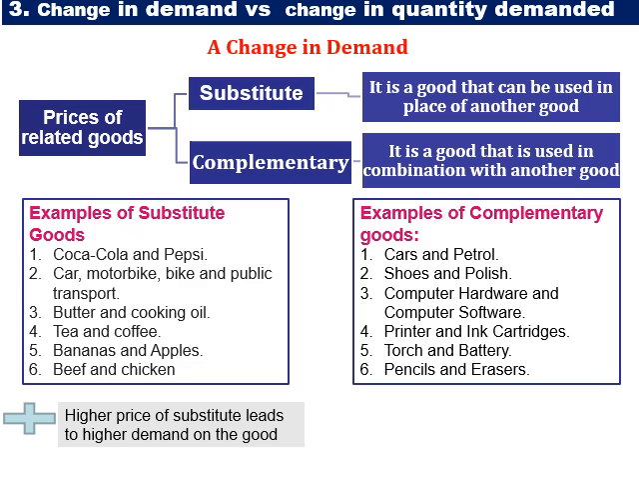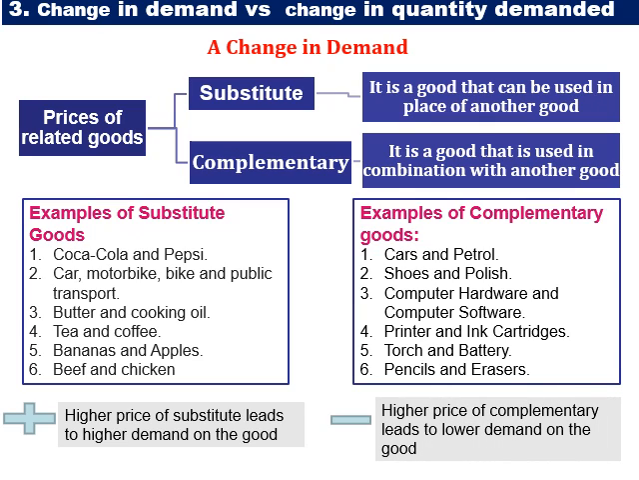Then what is the meaning of complementary good? It means a good that is used in combination with another good. So here both commodities will be consumed together, like cars and oil, shoes and polish, computer hardware and computer software. You cannot use computer hardware without software. You cannot use the printer without ink, and so on. So here, if the price of a complementary good increases, this will lead to a reduction in the demand for the good.